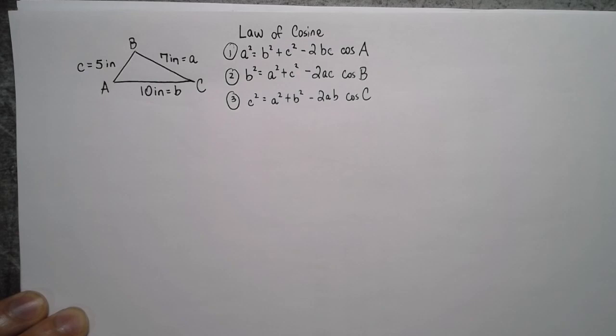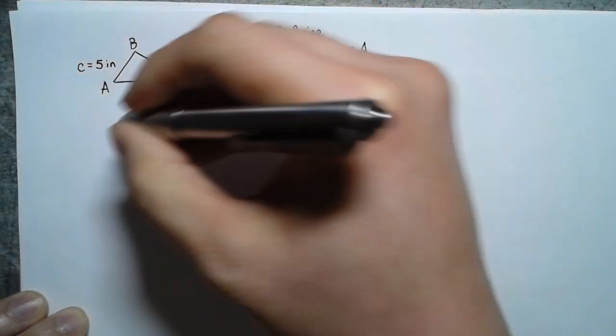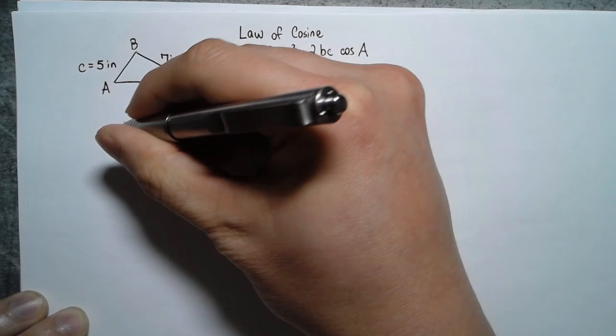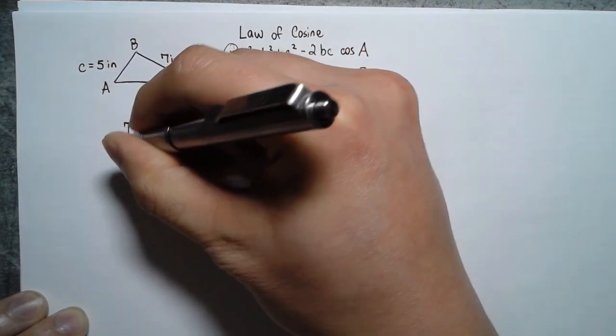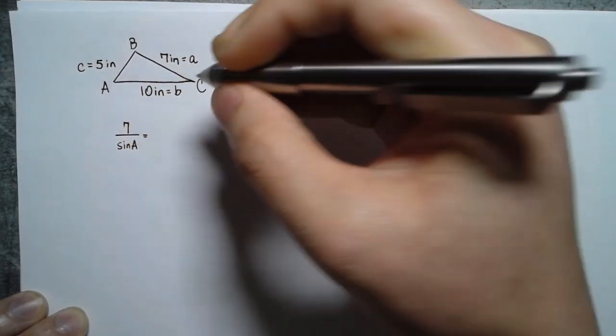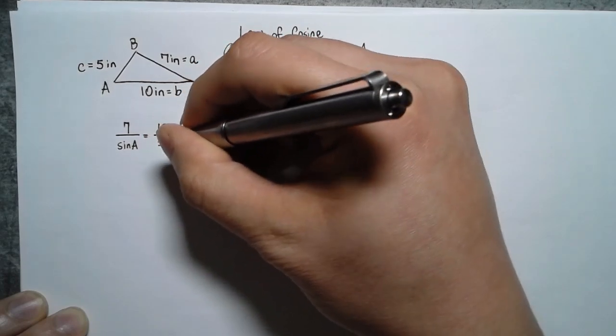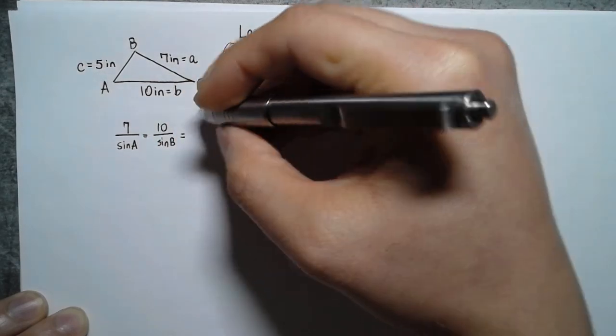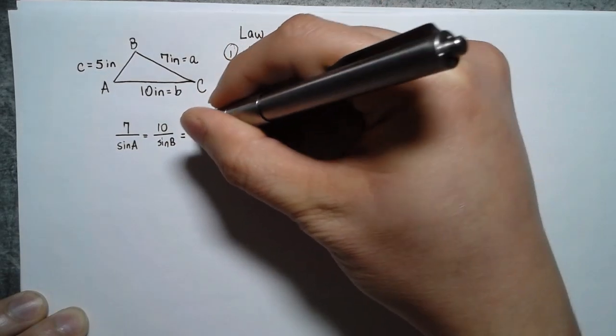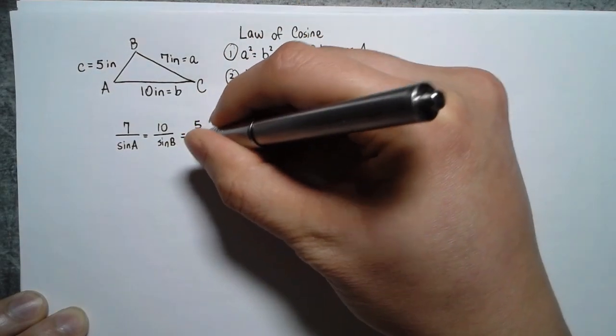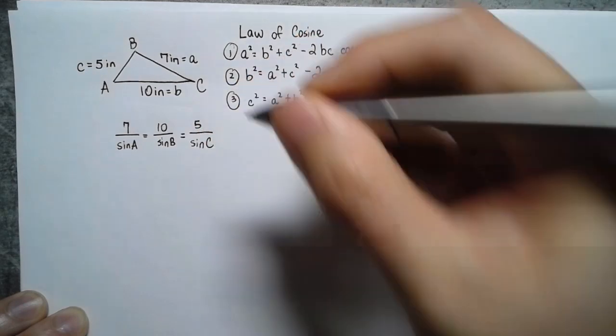Now, once you have labeled all the sides and the angles, we can set up our law of sines. We have side A over sine of angle A. We have side B, which is 10, over the sine of angle B, and we have side C of 5 over sine of angle C.